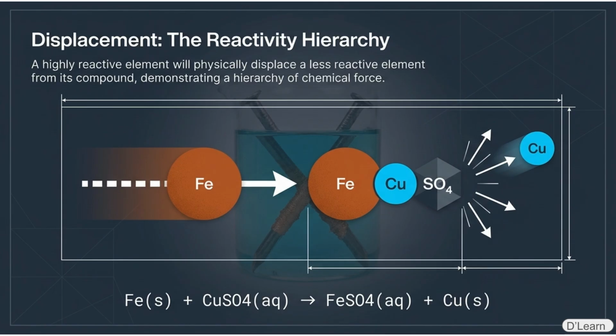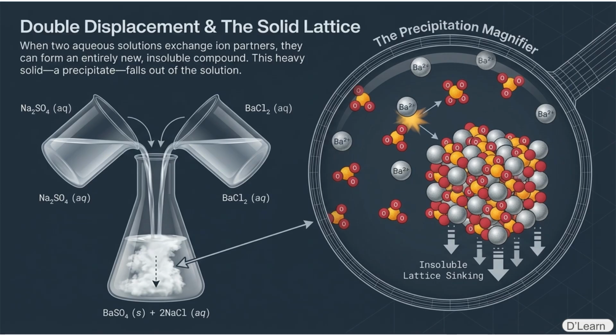In a displacement reaction, a highly reactive element physically displaces a less reactive element from its compound. This demonstrates a clear hierarchy of chemical force among elements. Double displacement reactions occur when 2 aqueous solutions mutually exchange ion partners. This often results in the formation of an entirely new insoluble compound known as a precipitate, which falls out of the solution.